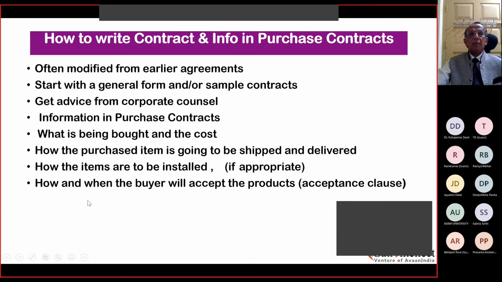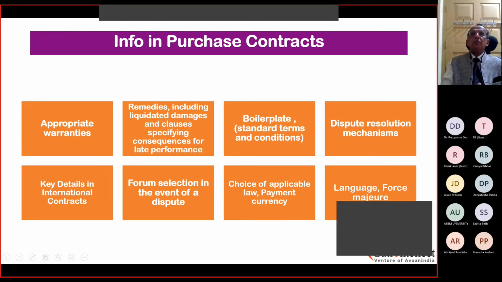Right, okay, thank you. Information in purchase order contracts: appropriate warranties. This also has to be incorporated properly in the contract. Like I said yesterday, when you say warranties, you have to have an SLA wherein the warranty is given properly and explained. I think I explained it yesterday, so I'm not repeating it.